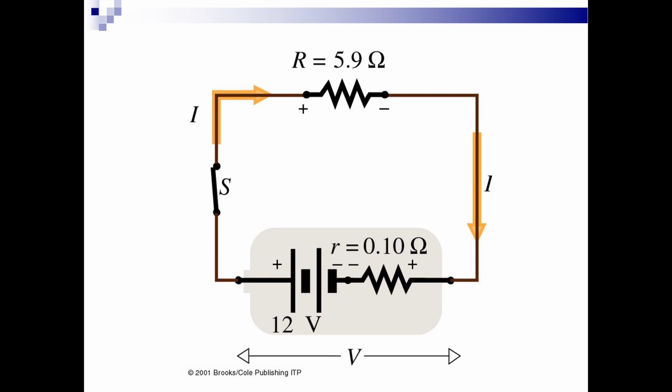But if you look at it, inside the battery, you've got your 12 volts here, but if you have 2 amps of current, then 0.2 volts are going to be used up inside the battery itself. So instead of putting out 12 volts, you're going to be putting out 11.8 volts, and that's all that's going to get to your resistor here, because some of it is used up in the battery.